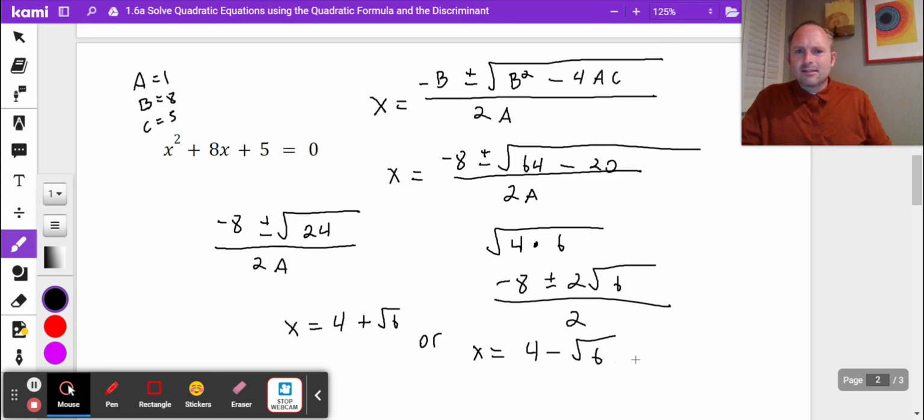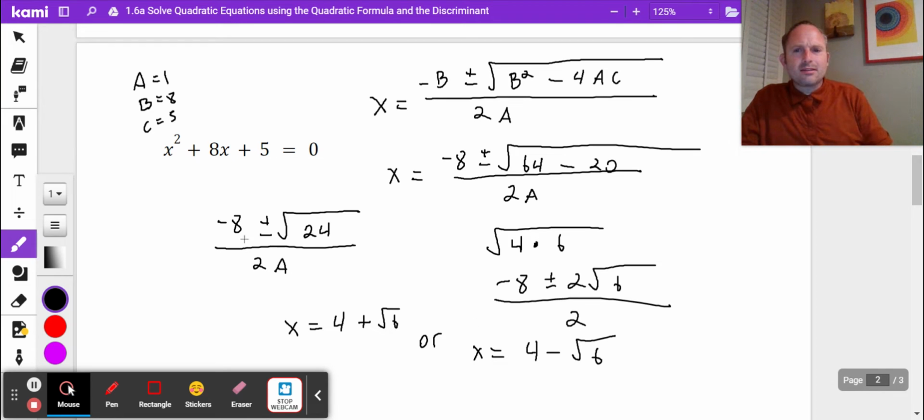Well, in this case, I'm going to have two answers, but they're going to be radical. They're not going to be nice numbers. They're not going to be counting numbers. They're not going to be whole numbers. They're not going to be integers. They're going to be radicals or irrational.